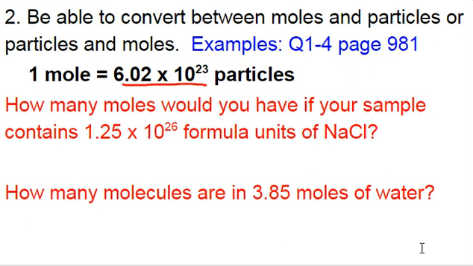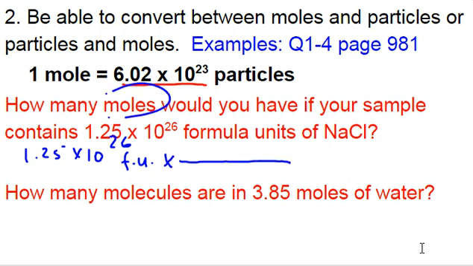So for the first one, I use the same process every time. I write down the number I've been given. So 1.25 times 10 to the 26th formula units, or some of you affectionately call them FUs. And then I set up a converter with what I want. I'm being told to come up with moles. What I have is my particles or my FUs. So that means my 1 goes on top and 6.02 times 10 to the 23rd goes on the bottom.